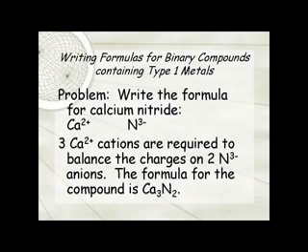Now that 3 that we multiplied the 2 plus charges by in the calcium becomes the subscript for the calcium, so it's Ca3, and then the 2 that we multiplied the 3 negative charges by becomes the subscript for the nitride ion. So the formula for this compound is Ca3N2.